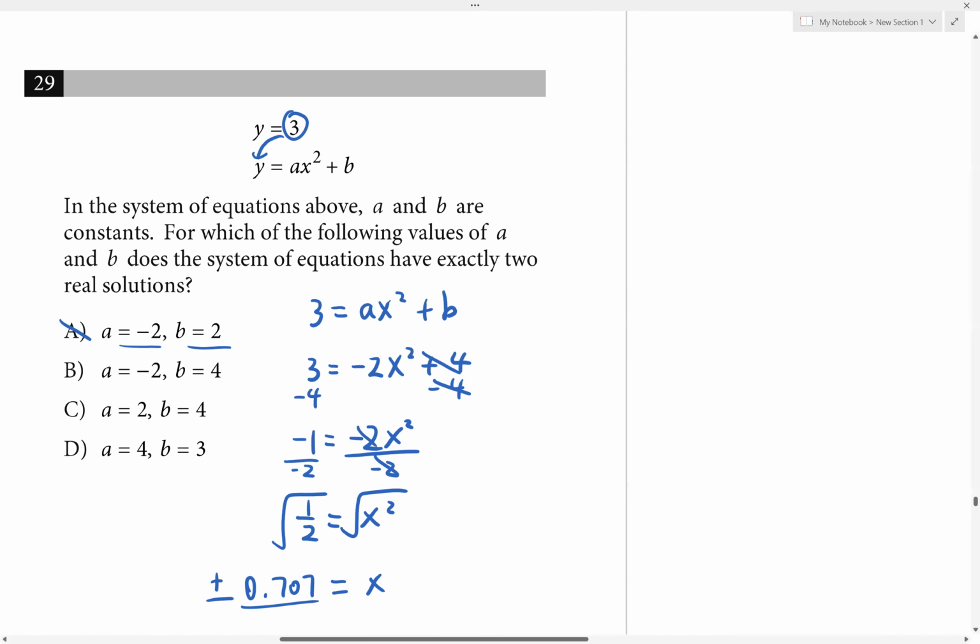And that should be it, right? That's what we're looking for. So B should be the answer for 29. If you try C and D, they don't work. They won't give us two real solutions. So for 29, the answer is B.